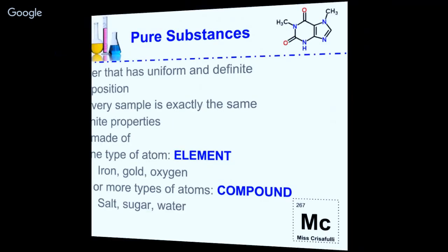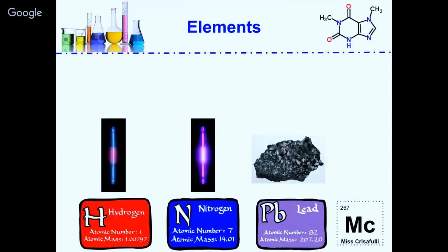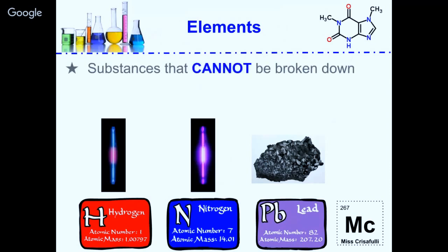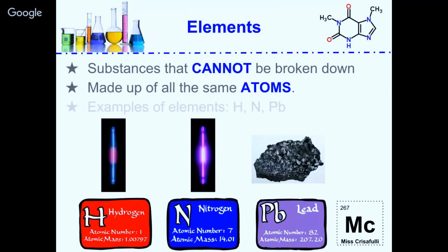So let's first talk about elements, and there are two kinds of elements that we're going to talk about, monatomic and diatomic. So let's first talk about elements in general. Elements are substances that cannot be broken down. They're the simplest form of matter. They are made up of all of the same atoms. So for example, hydrogen, nitrogen, and lead. Hydrogen is only made up of hydrogen atoms. Nitrogen is only made up of nitrogen atoms. And the element lead is only made up of lead atoms.